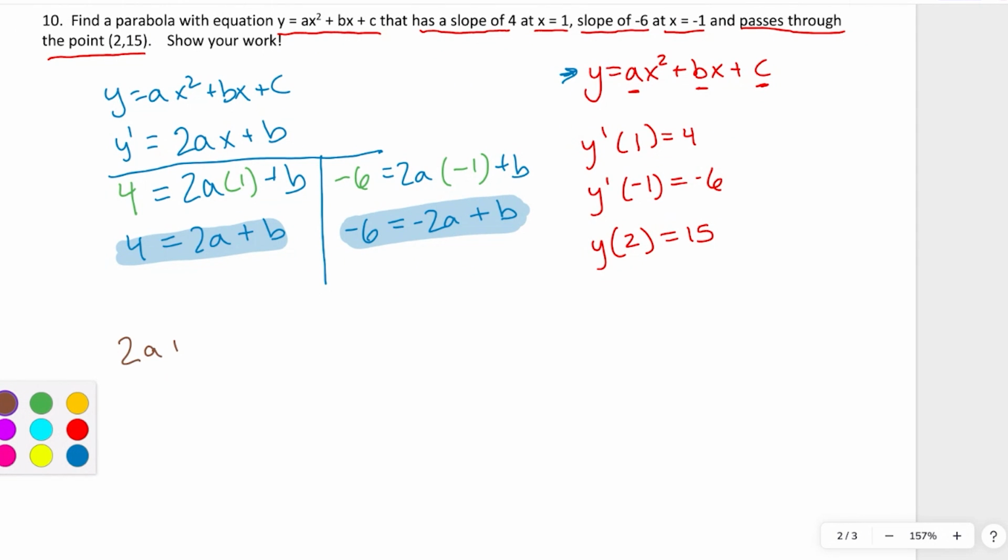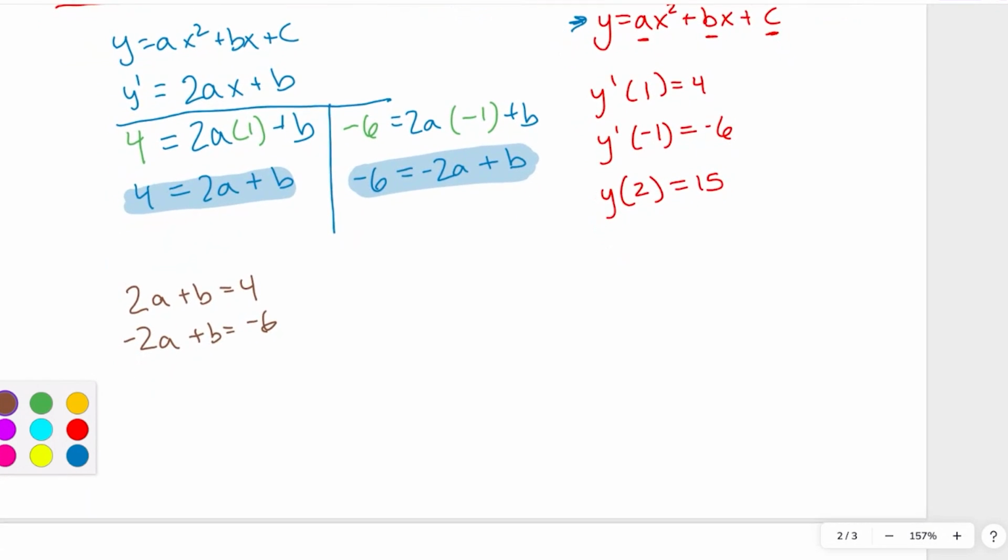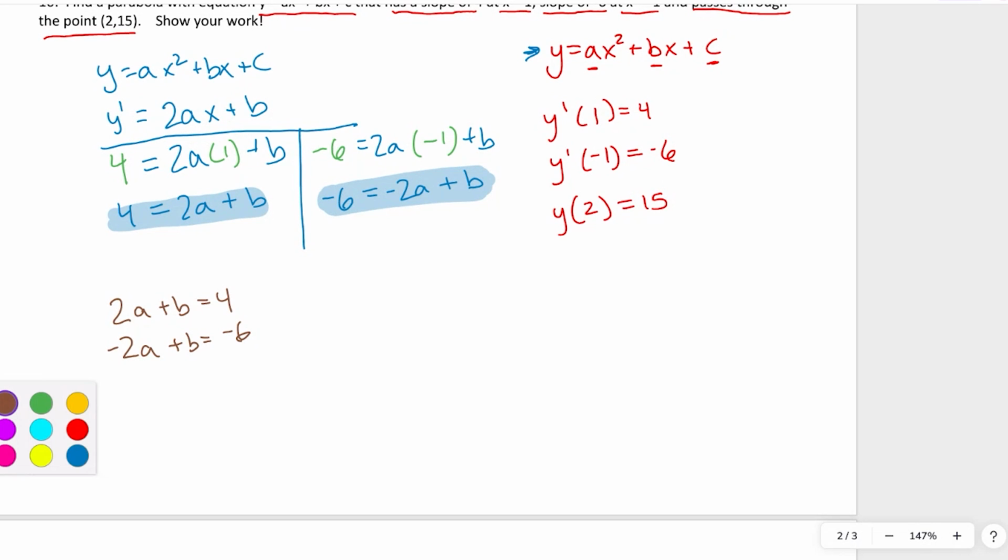We've got 2a plus b equals 4, and -2a plus b equals -6. There's a variety of ways that you could solve this system, but because they're set up where one set of coefficients are opposites, we've got the 2 and the -2, I'm going to use elimination. So I'm going to combine these 2 equations. 2a minus 2a is 0, b plus b is 2b, and 4 minus 6 is negative 2. So that tells me that b is negative 1.